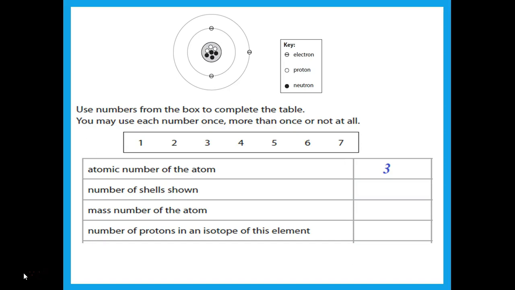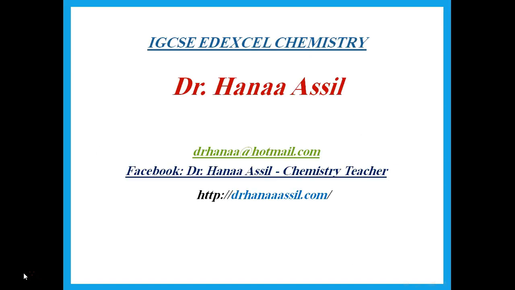Number of shells. How many shells do you have written there? You have 2 shells. Mass number, what's the mass number? Mass number is everything inside the nucleus, protons plus neutrons. So you have 3 protons and 4 neutrons, so that's a total of 7. So that's your mass number. Number of protons in an isotope of this element: the number of protons is always the same. If it is the same element, it's the same number of protons. Okay, so now we're at the end of the questions for this chapter.